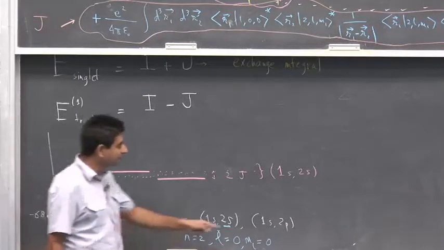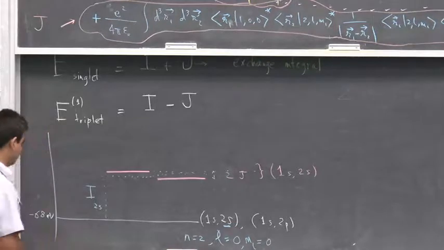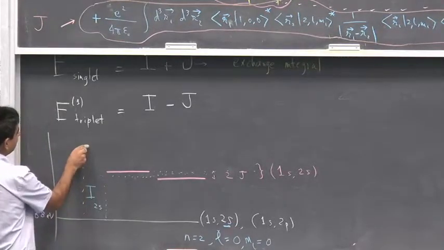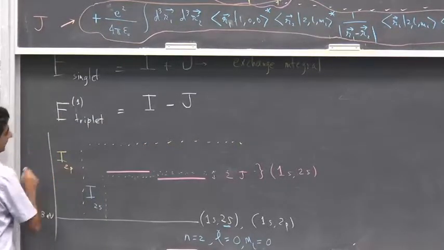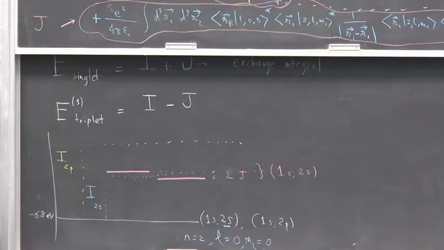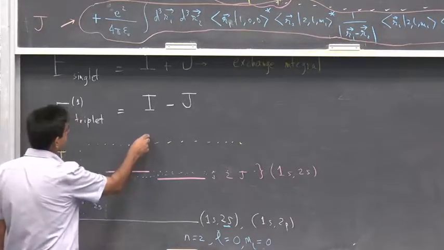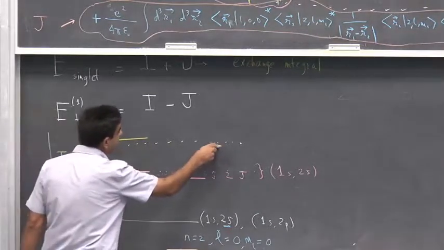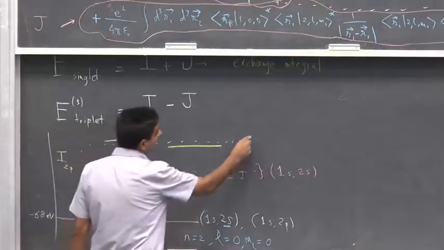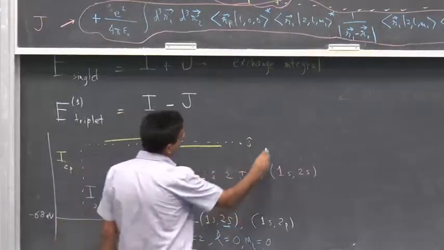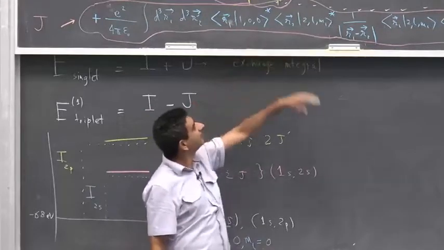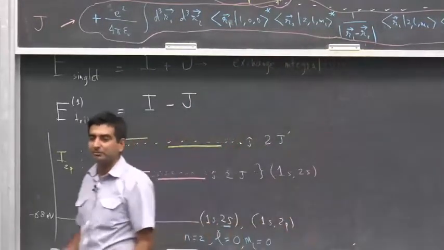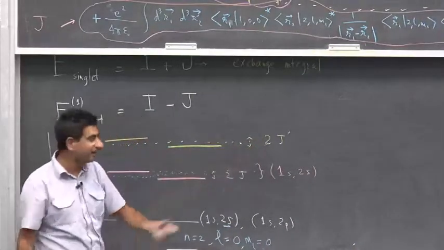But you also have the 1s 2p state, and that state will have a different value of I. Let's call it I2p. Now in this manifold, you have a singlet and a triplet once again, with different energies. The singlet is higher in energy, the triplet is lower in energy. And this separation is again 2 times some other J, could be J dash, because J also depends upon what kind of L and ML you have. But nevertheless, this is 2 times an exchange coupling constant.